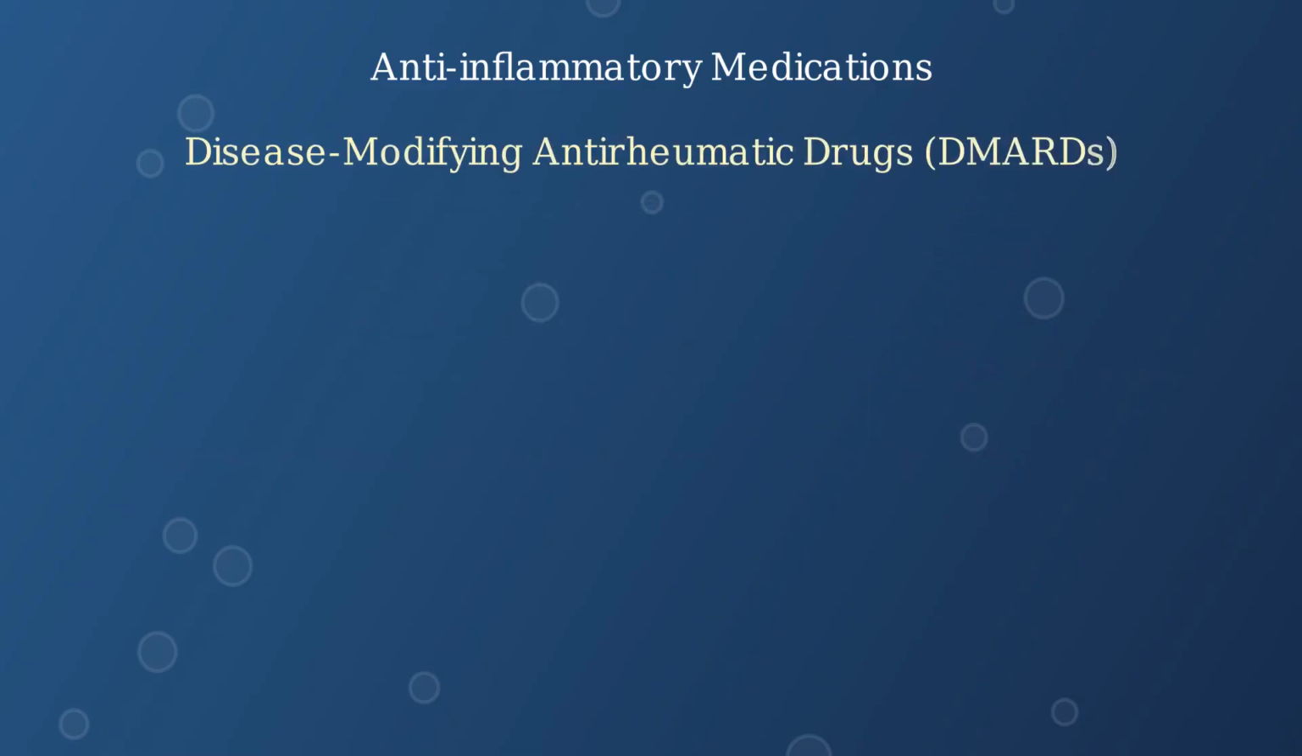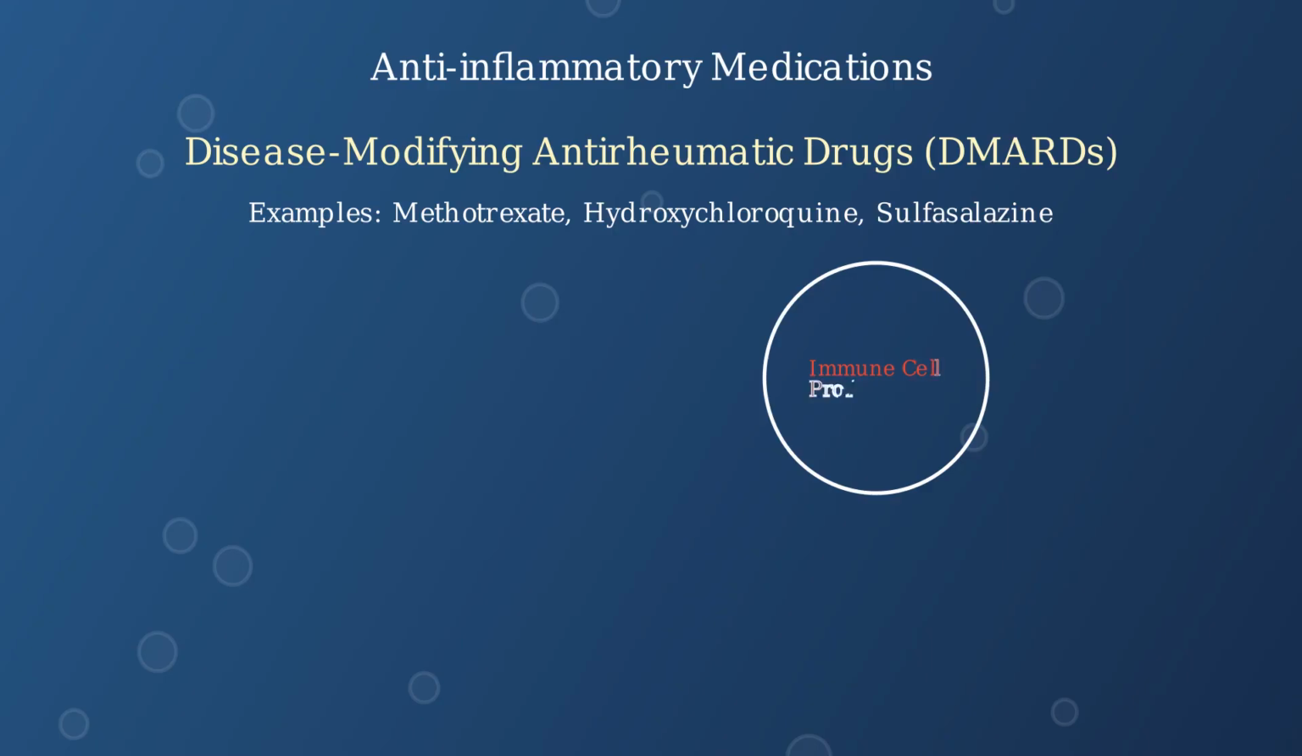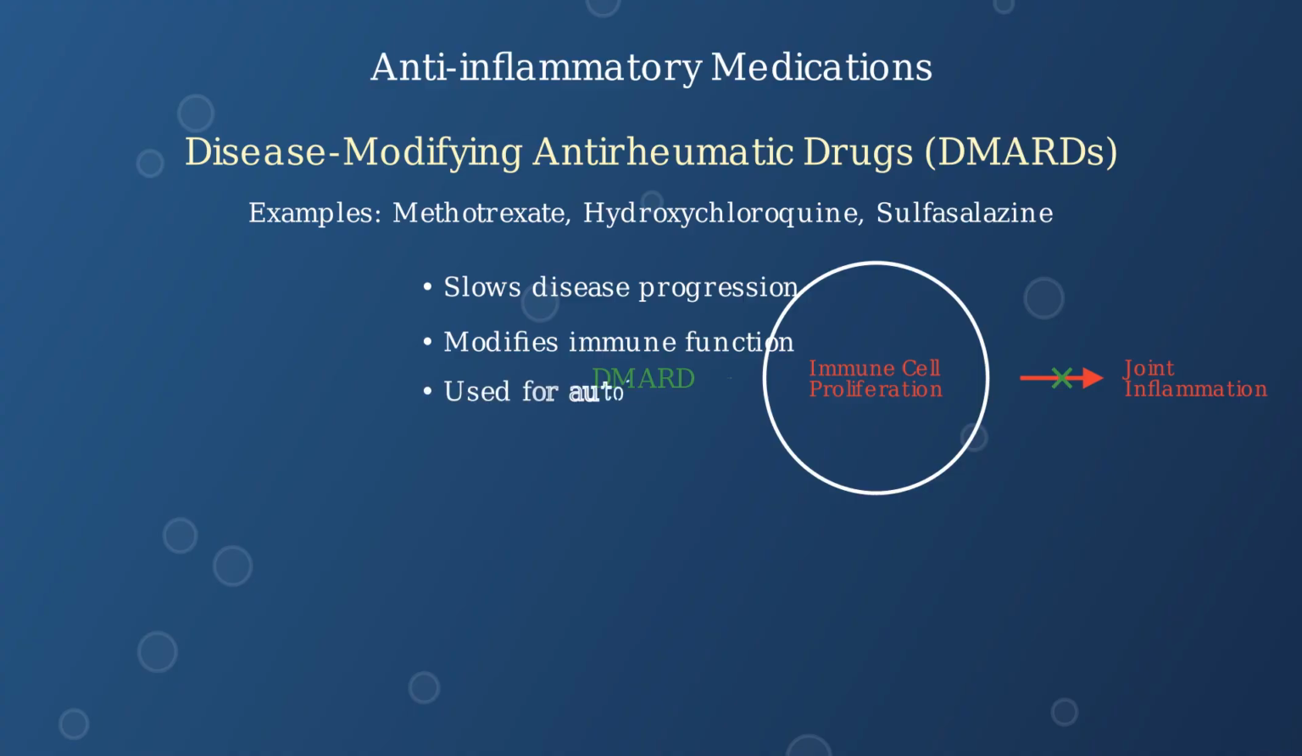Disease-modifying anti-rheumatic drugs, or DMARDs, include medications like methotrexate and hydroxychloroquine. They work by altering immune function and reducing inflammatory cell activity. DMARDs are primarily used for autoimmune conditions like rheumatoid arthritis. They can slow disease progression, but may cause side effects, including liver problems, blood cell count reductions, and increased infection risk.